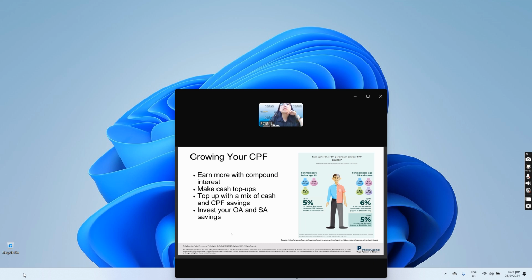There are also other ways to grow your CPF. You can explore them on the CPF government website. But this is the simple way that you can explore.